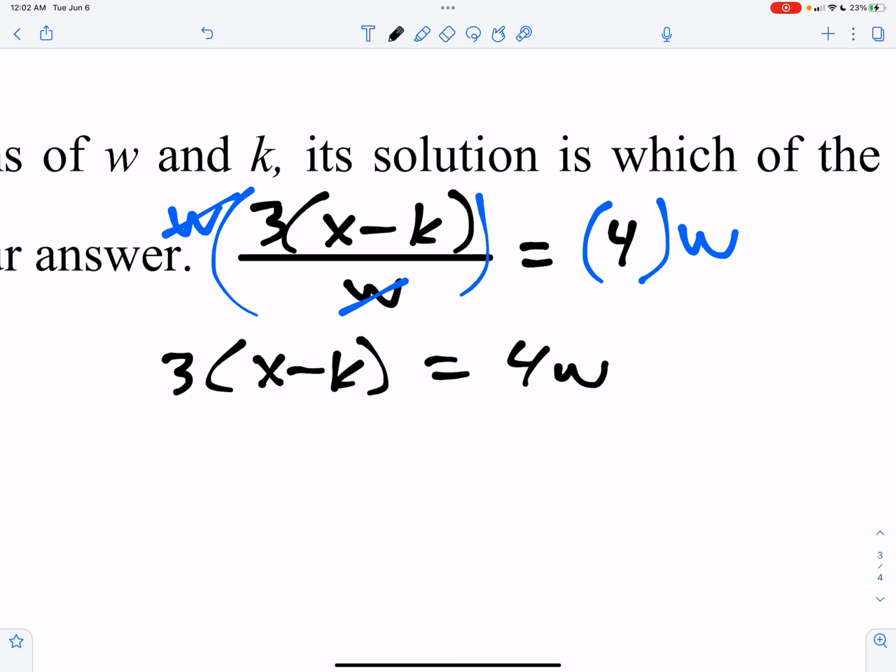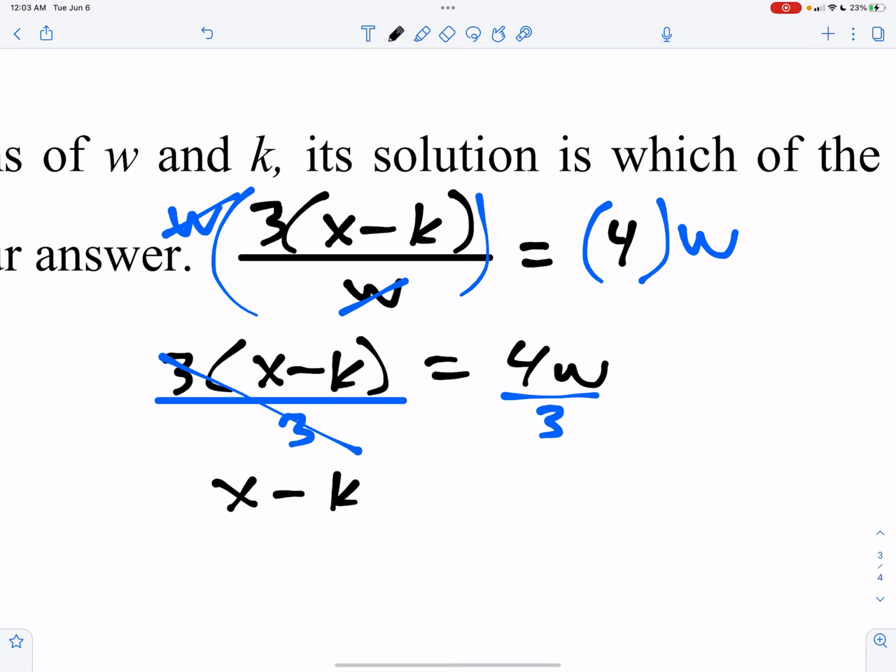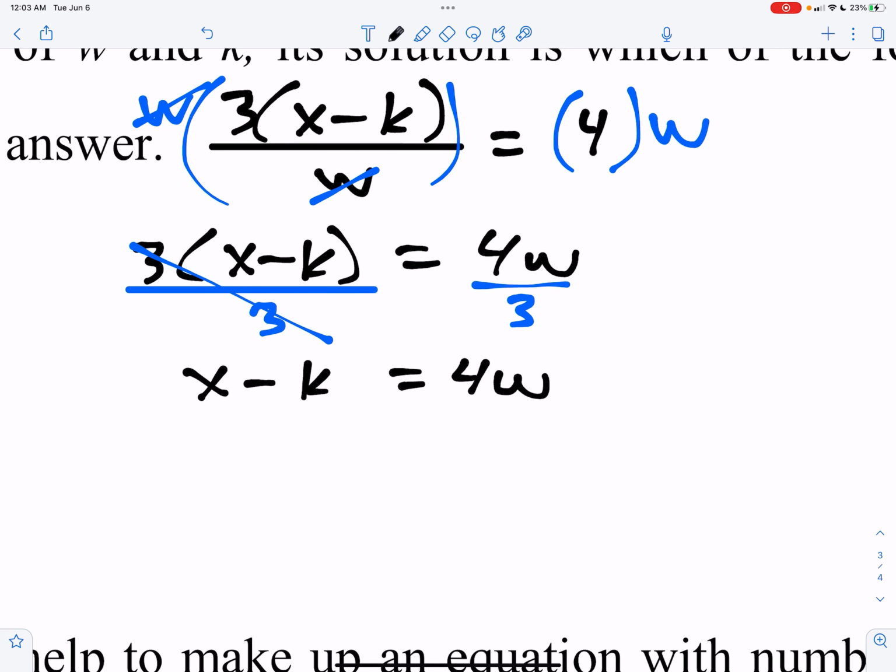Okay, now to get the x by itself, we have to get rid of the 3. Now 3 is being multiplied, so the opposite of multiplying by 3 would be to divide by 3. 3 cancels, and we have x minus k equals 4w. The last step to get x by itself is to get rid of the k. Since we're subtracting k, the opposite would be to add k to both sides.